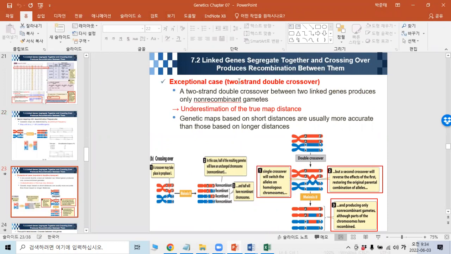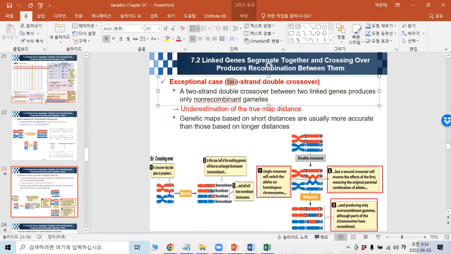Also, because there are two strands, double crossover can happen. In the case that a double crossover happens, we cannot detect it. So it can underestimate the true map distance. We cannot find these cases, so underestimation of the true map distance happens.